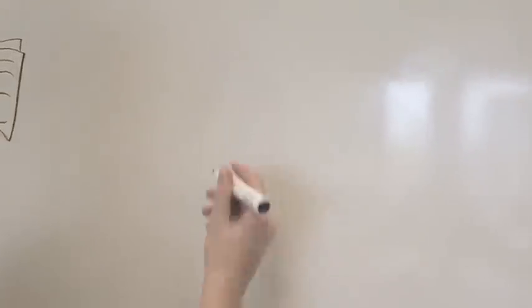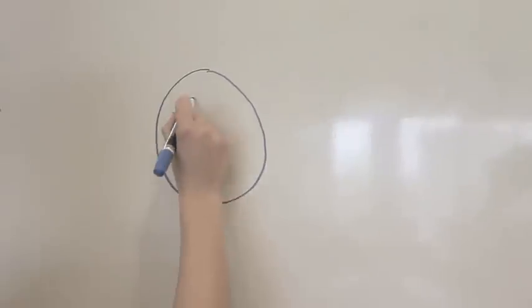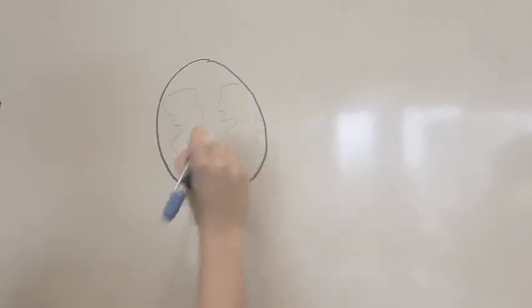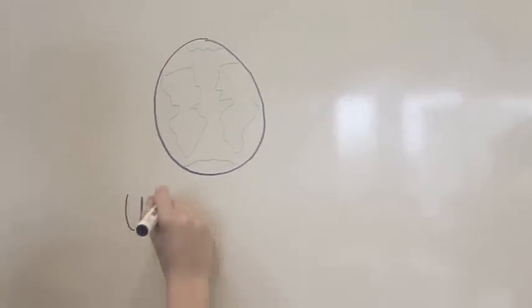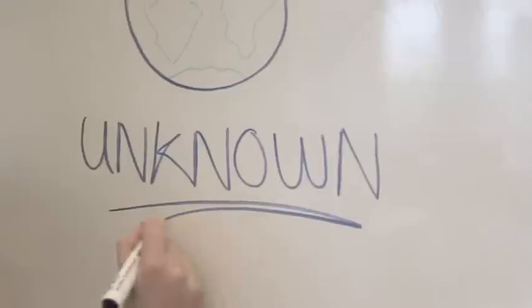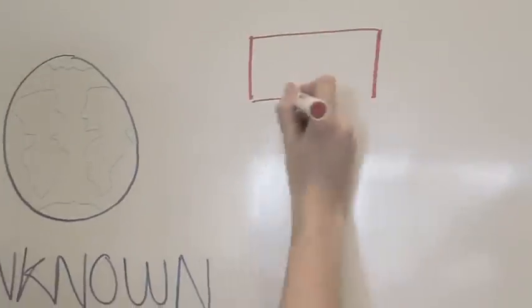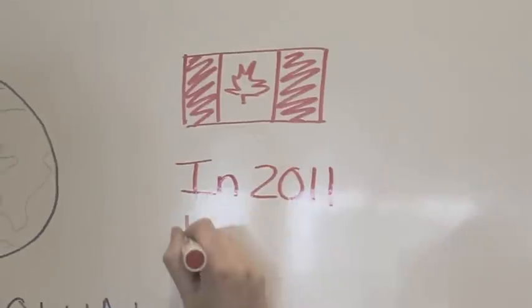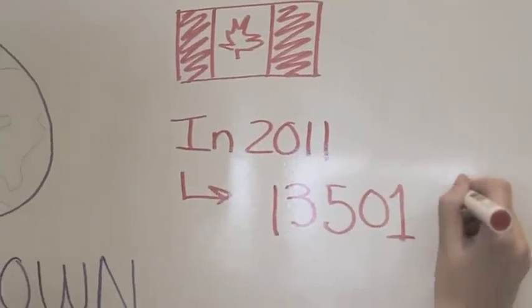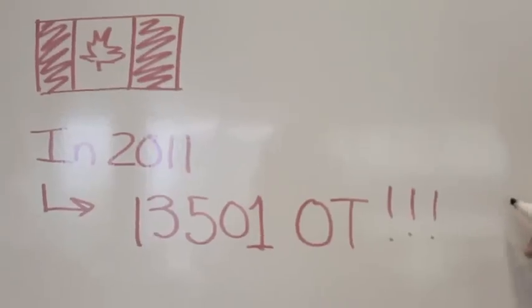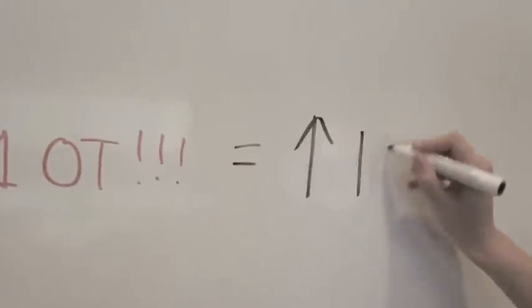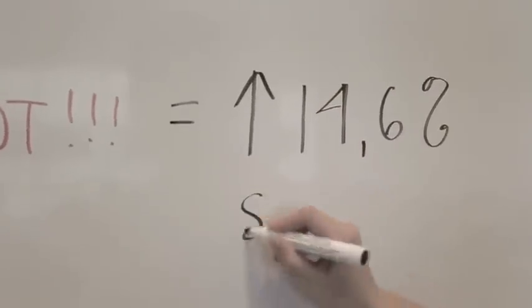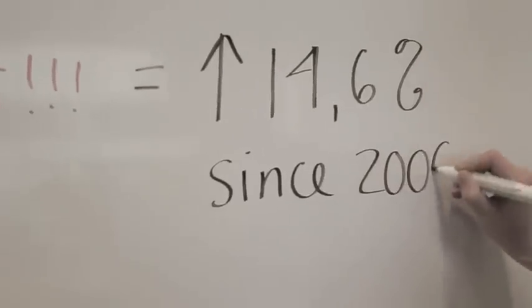This shows us that occupational therapy, although it's taking a bigger place in our society, is still very little known. As a matter of fact, in Canada in 2011, there were 13,501 occupational therapists that were practicing and subscribed to the Canadian Association of Occupational Therapy. Wow, how amazing! That's an increase of 14.6% since 2006.